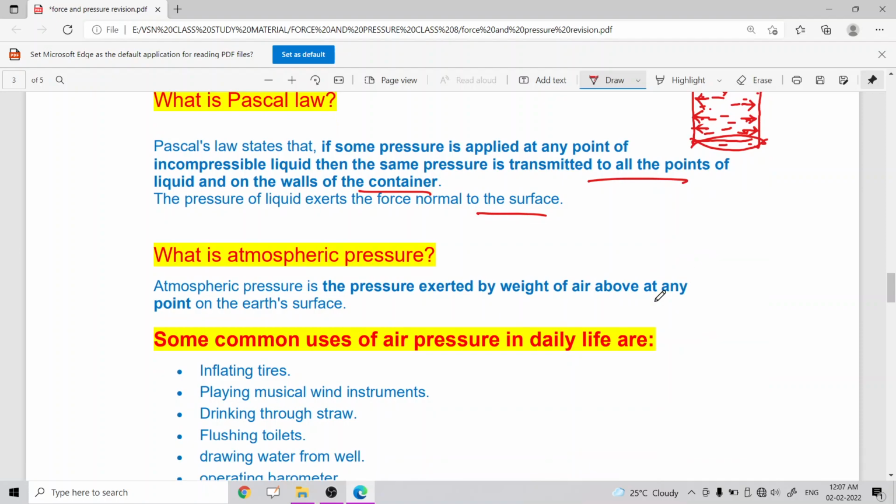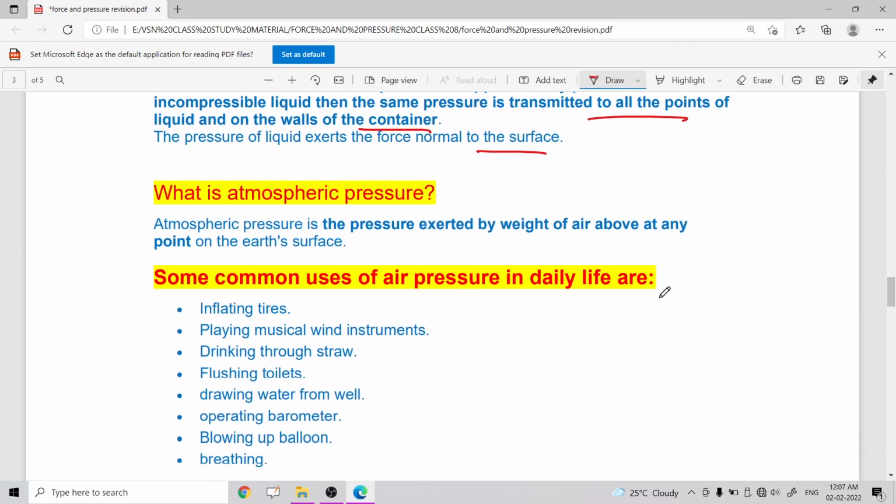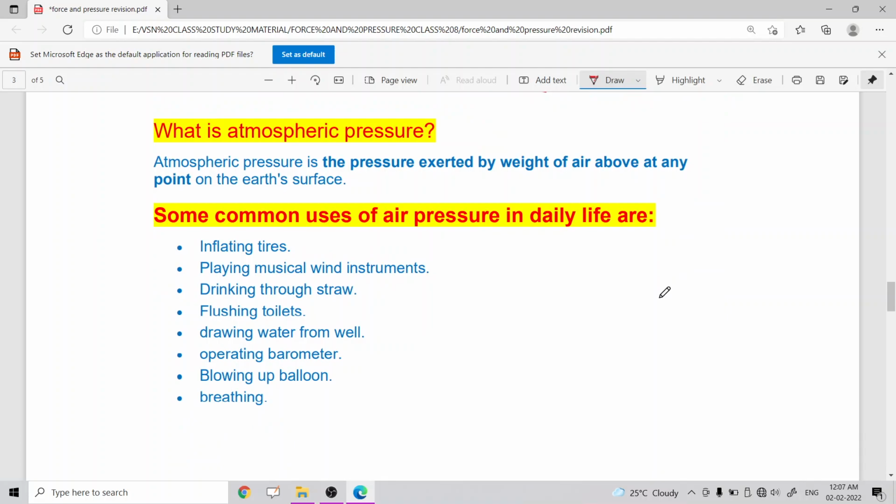And what is atmospheric pressure? Simply, atmospheric pressure is the pressure exerted by the weight of air above any point on the earth's surface. And these are some common uses of air pressure in our daily life: operating a barometer, drinking through a straw, playing music with a wind instrument, inflating tires, breathing, blowing up balloons, flushing toilets, and drawing water from a well.